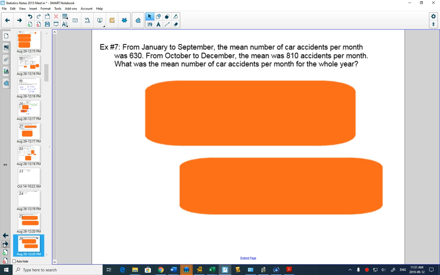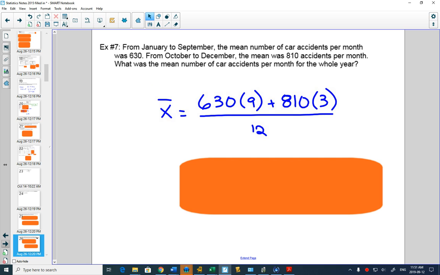All right, set up for this one. There are 9 months from January to September, 3 months from October to December. So 9 months had 630, 3 months had 810. 12 months in total. Does that setup make sense?